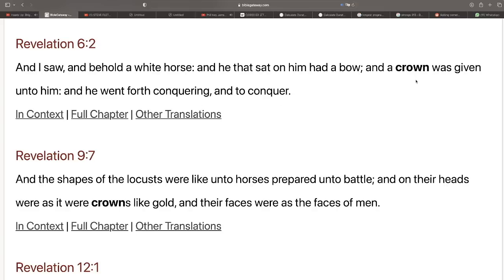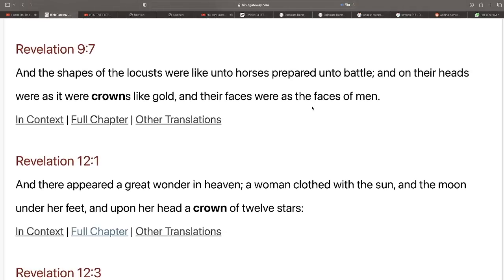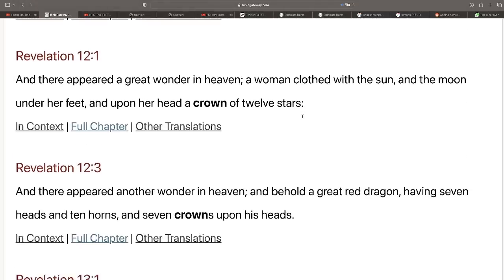A comet, a green comet that is coming through, and exactly on Hanukkah, it's going in and out of Corona Borealis, which is the crown on the serpent. Revelation 9:7, and the shapes of the locusts were like unto horses prepared unto battle, and on their heads were, as it were, crowns like gold, and their faces were as the faces of men.